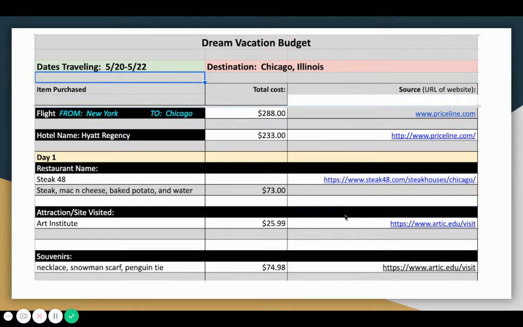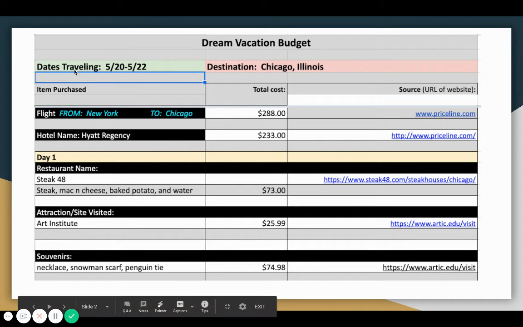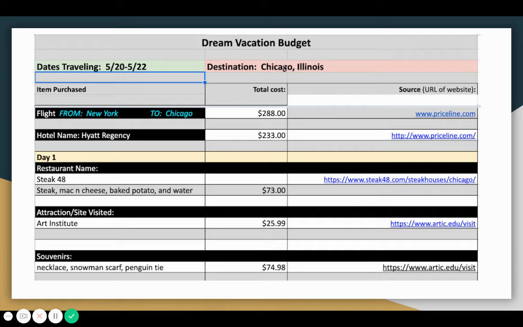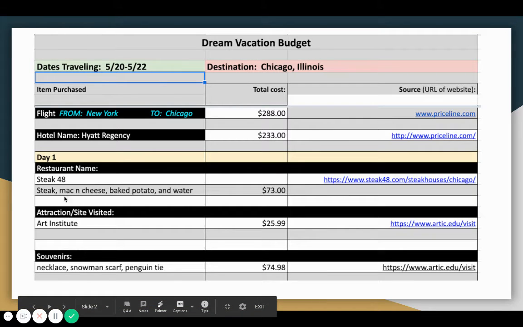Slide 2. Now, slide 2 is a continuation between 2 and 3. Since your spreadsheet is vertically very long, we decided to break it up into 2 slides. So you'll take a screenshot, and the first screenshot, just include day 1. So if you look up here, I put dates traveling, you have your destination, you have your flight and hotel, the prices, your URL or the websites, and then just day 1. You had here, the restaurant, your tourist attraction, your souvenir.